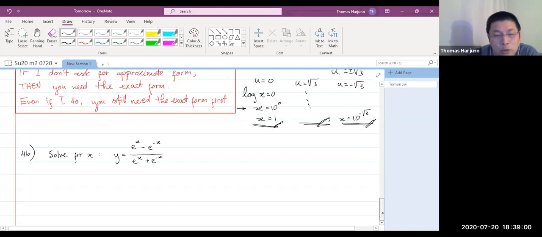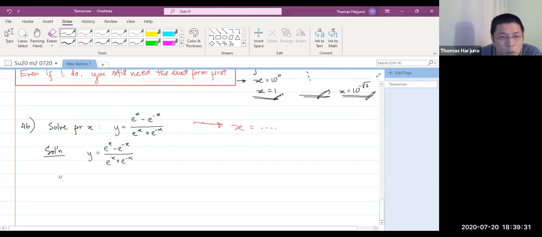But let's say we want to solve for x first. So basically, we want to solve this such that we get x equals something. How do we do that? The solution: multiply by the LCD, right? Let me write down the question first. Multiply by the LCD: y times (e to the x plus e to the negative x) equals e to the x minus e to the negative x.